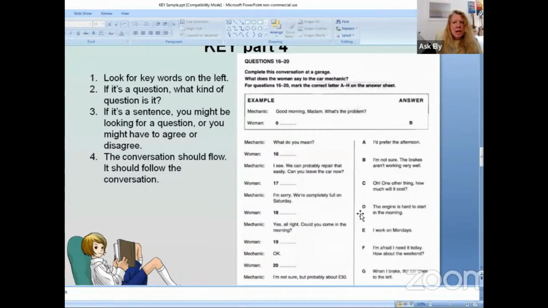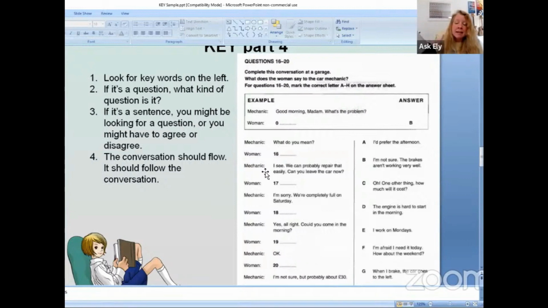Okay. So we have D, the engine is hard to start in the morning. That's information. When I brake, the car goes to the left. Now we have two pieces of information. Which one explains it? Which one explains what do you mean? Is it D or is it G? Okay, if you said G, that's correct because that's explaining it. What do you mean? When I brake, the car goes to the left, right? So that's explaining it.